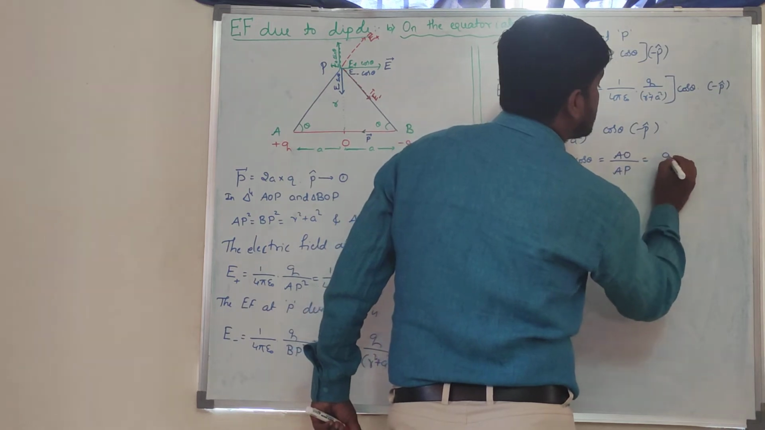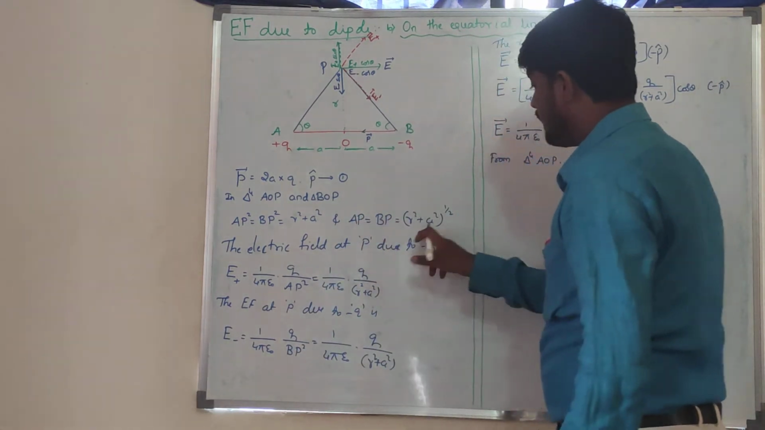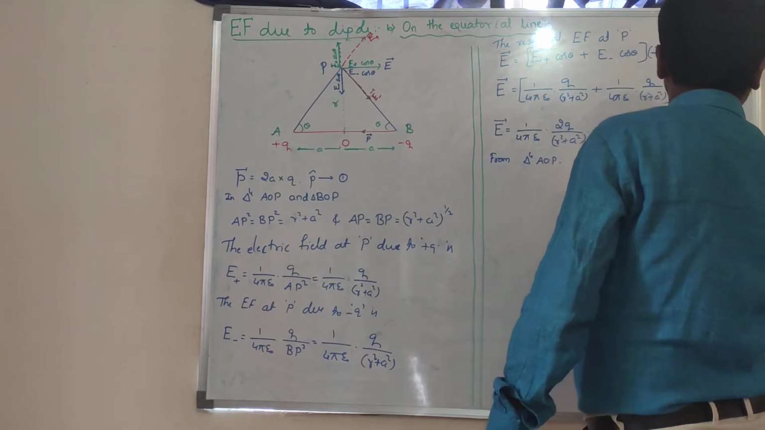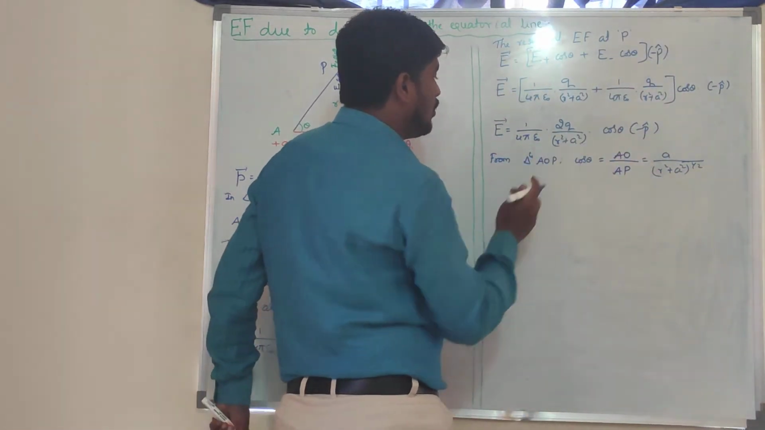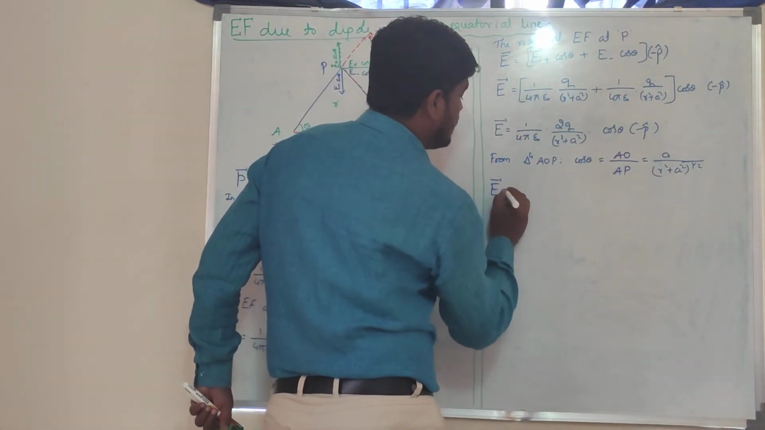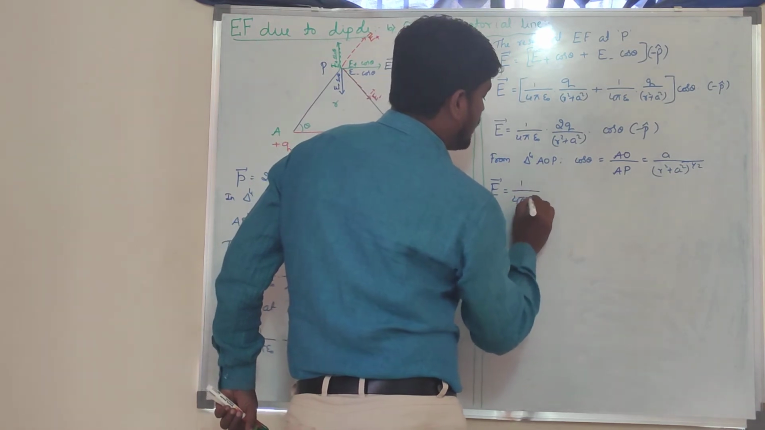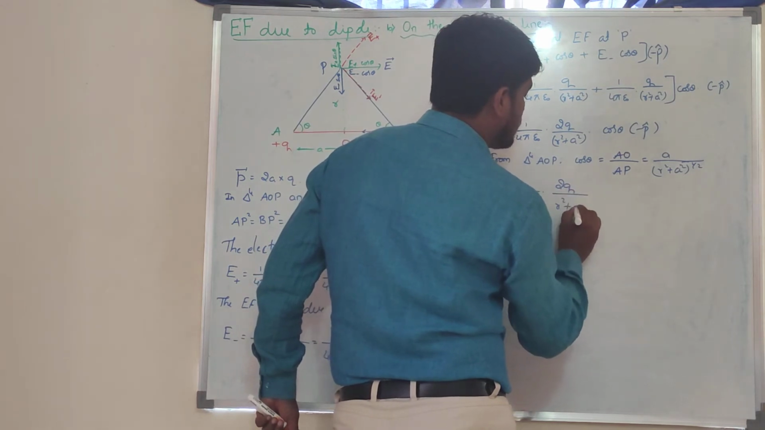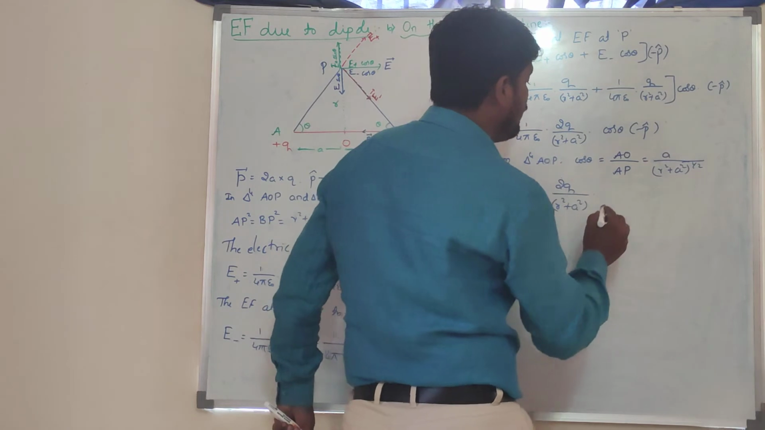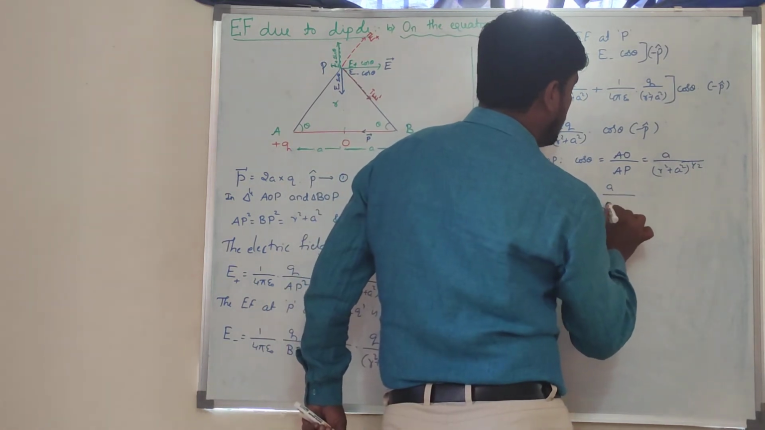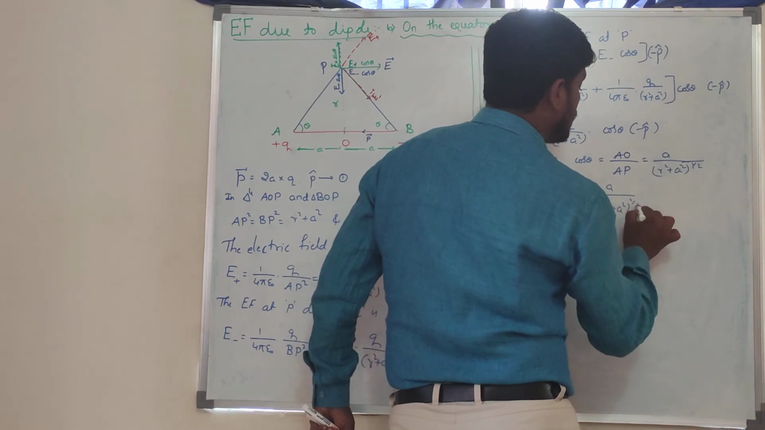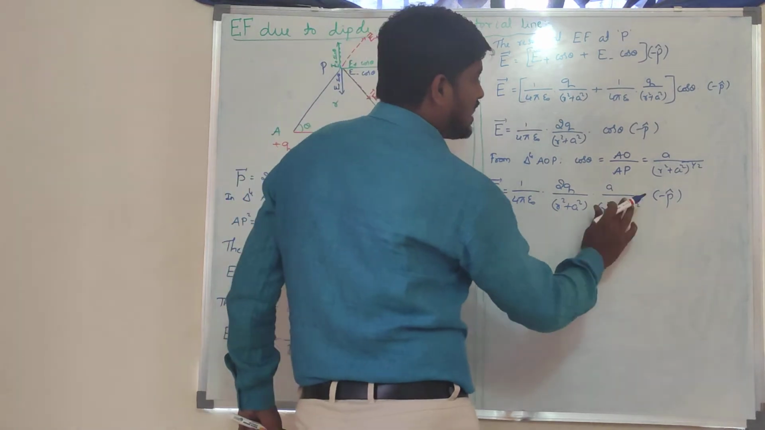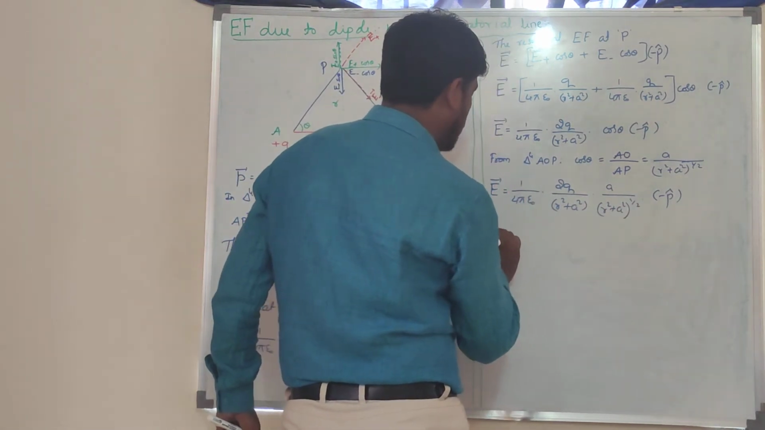The value of AO is a, and the value of AP is r square plus a square raised to 1 by 2. Substitute this cos theta value in the above equation. So we get vector E is equal to 1 by 4 pi epsilon naught into 2q divided by r square plus a square, into a divided by r square plus a square raised to 1 by 2, into minus p cap. After this, just a rearrangement of the terms.